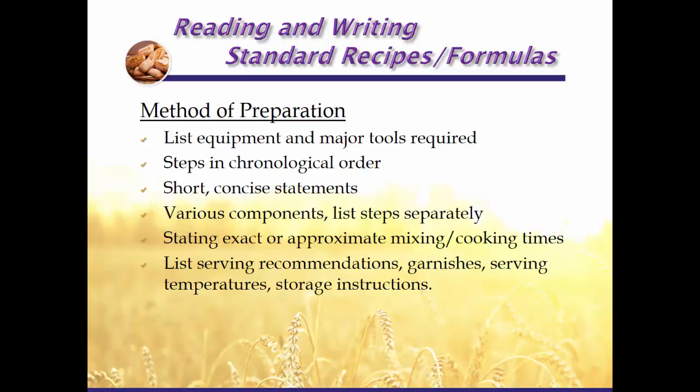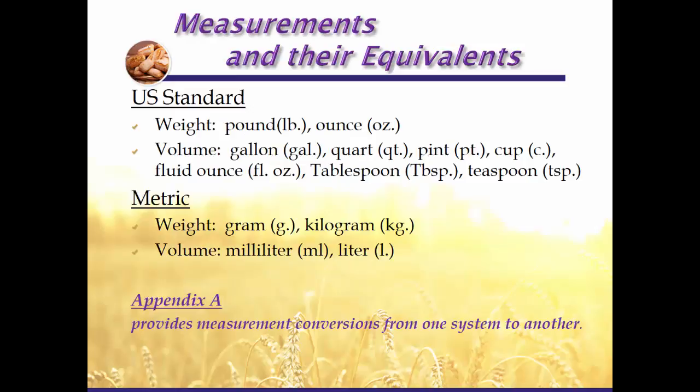Emphasize any special directions or precautions for the product. List serving recommendations, garnishes, serving temperatures, how to store, and storage instructions. When it comes to the measurements and their equivalents, use the appropriate standards from the U.S. standards, like the U.S. standards in weights. You'll notice here that pound is abbreviated by LB. A lot of times you're going to see a pound sign next to that. It is acceptable to use whatever you decide, but make sure that it is universal. You're going to be using it in all of your recipes.